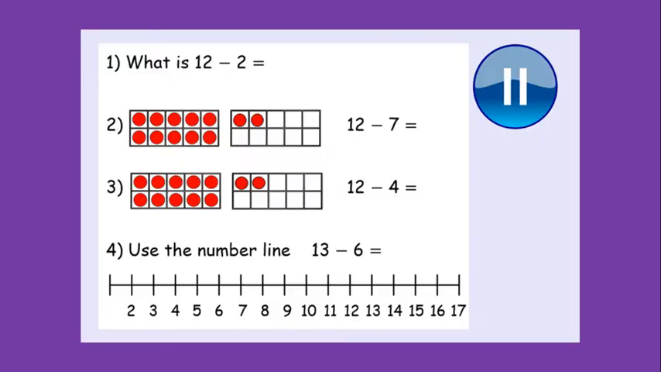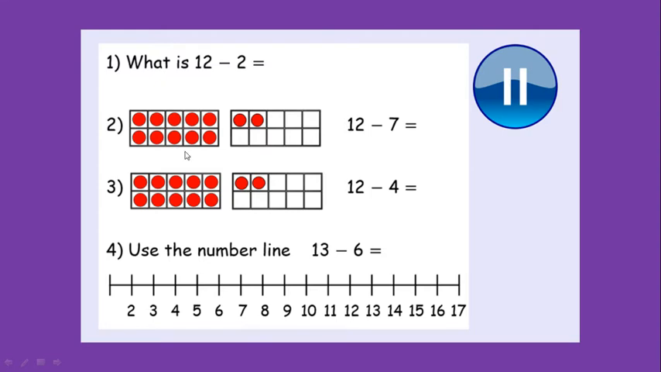Okay then, just 4 quick fire questions now to get our brains into gear. Now you can use tens frames to work these out, number lines to work these out, or counting objects to work these answers out. The first question is, what is 12 take away 2? Work that one out. The next one is, what is 12 take away 7?